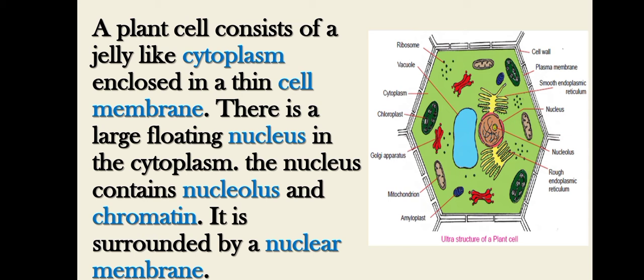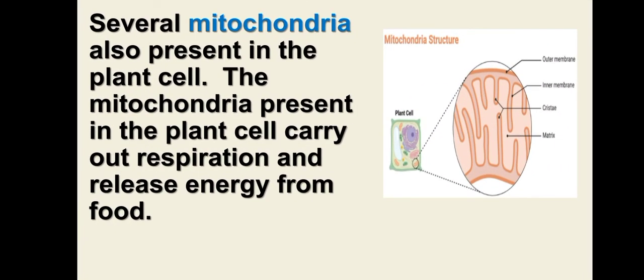There is a large floating nucleus in the cytoplasm. The nucleus contains nucleolus and chromatin. It is surrounded by a nuclear membrane. Several mitochondria are also present in the plant cell. The mitochondria present in the plant cell carry out respiration and release energy from food.